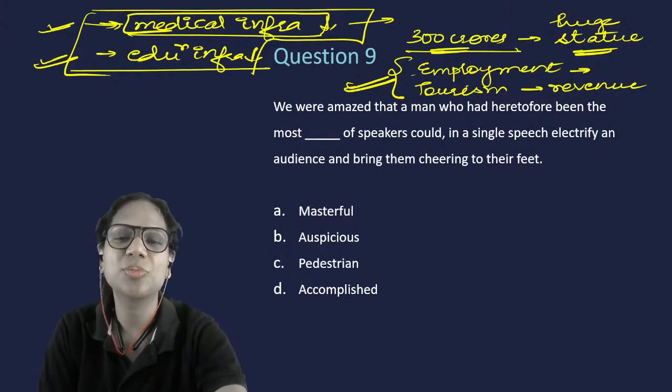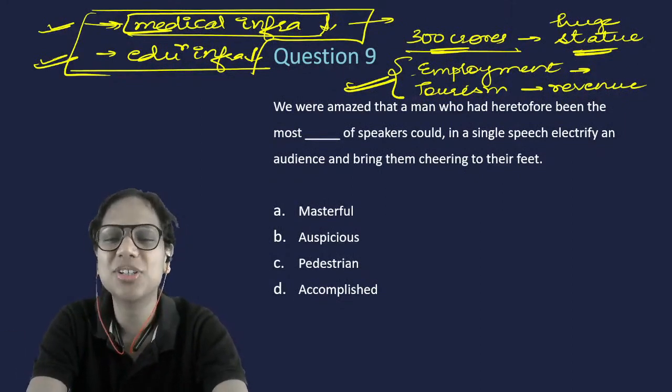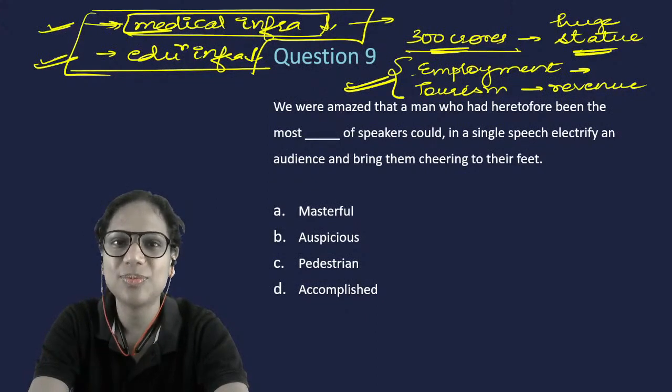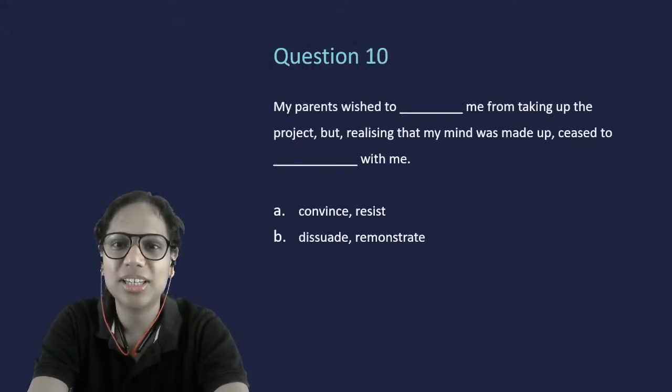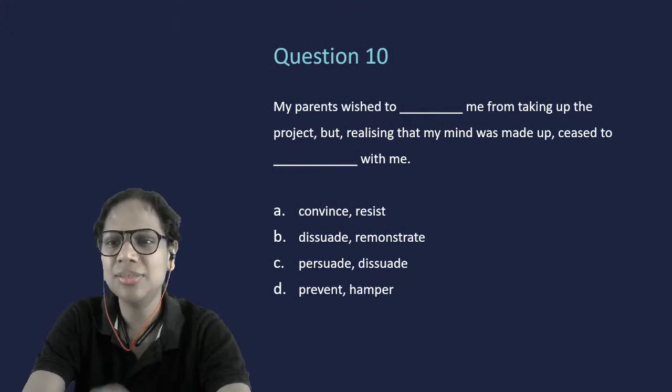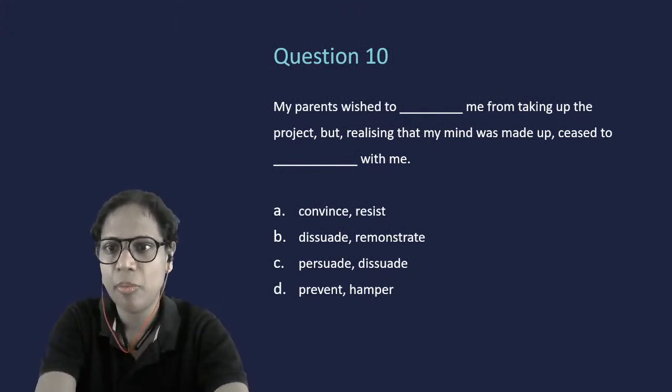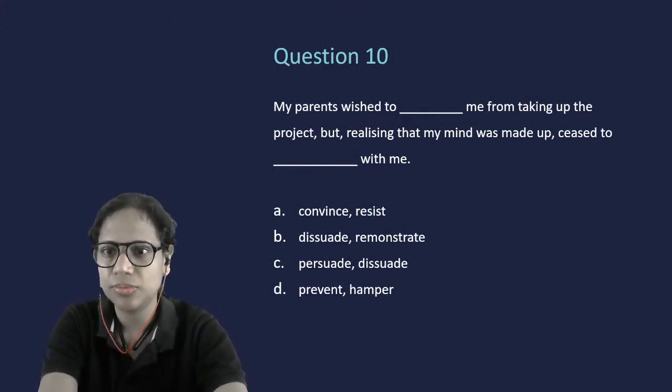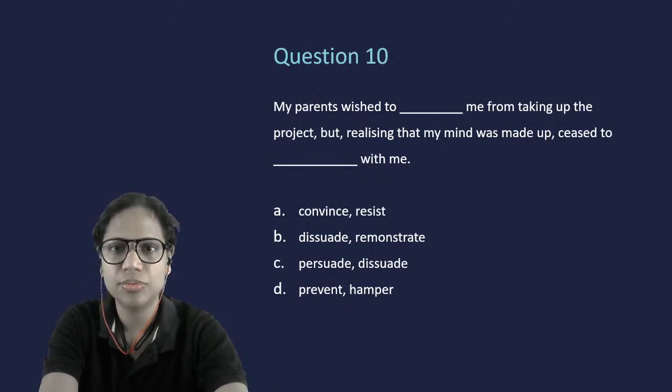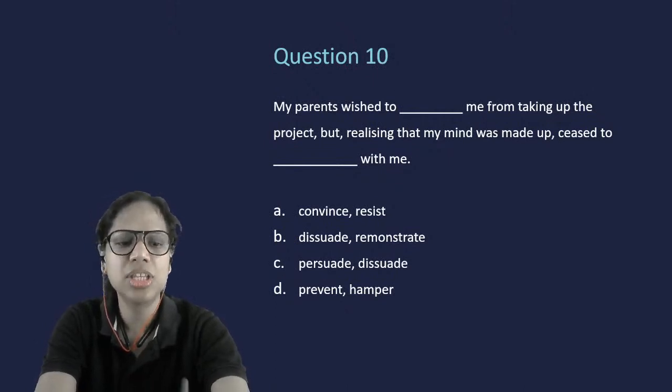Yes, a commoner. Pedestrian is a commoner, a common person, a common man. Okay, let's come to this question then. So all those three words were synonyms: casuistic, specious, and sophistic.